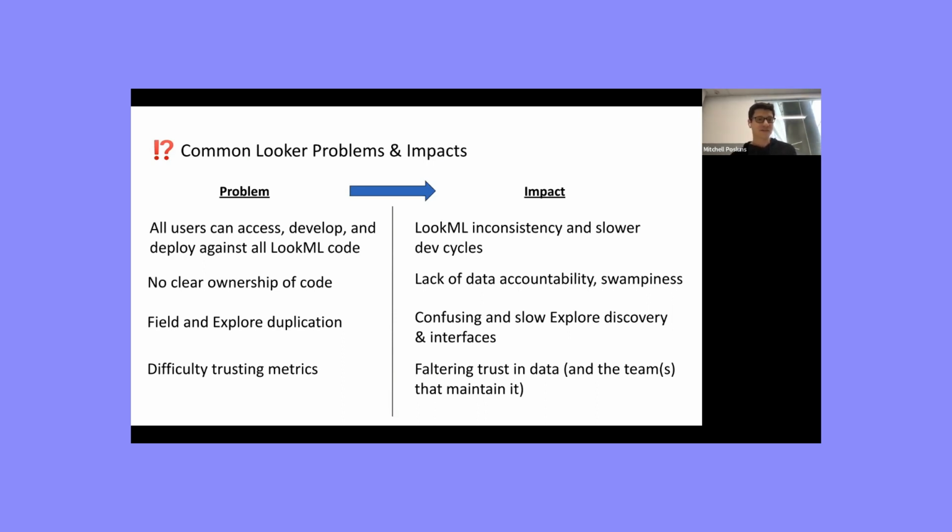And then in the swamp, what surfaces? You get field and explore duplication, as people don't realize that they're actually reinventing the wheel, creating the same joins over and over, exposing the same or similar data assets, what have you. That then leads to a confusing and slow explore discovery interface for end users. This has definitely happened at Assurance, and it's probably happened where you work too, where you have two fields that are very similarly named in a view that's very similarly named, but they produce different results. You get difficulty trusting metrics, and then you get that end result of faltering trust in data.